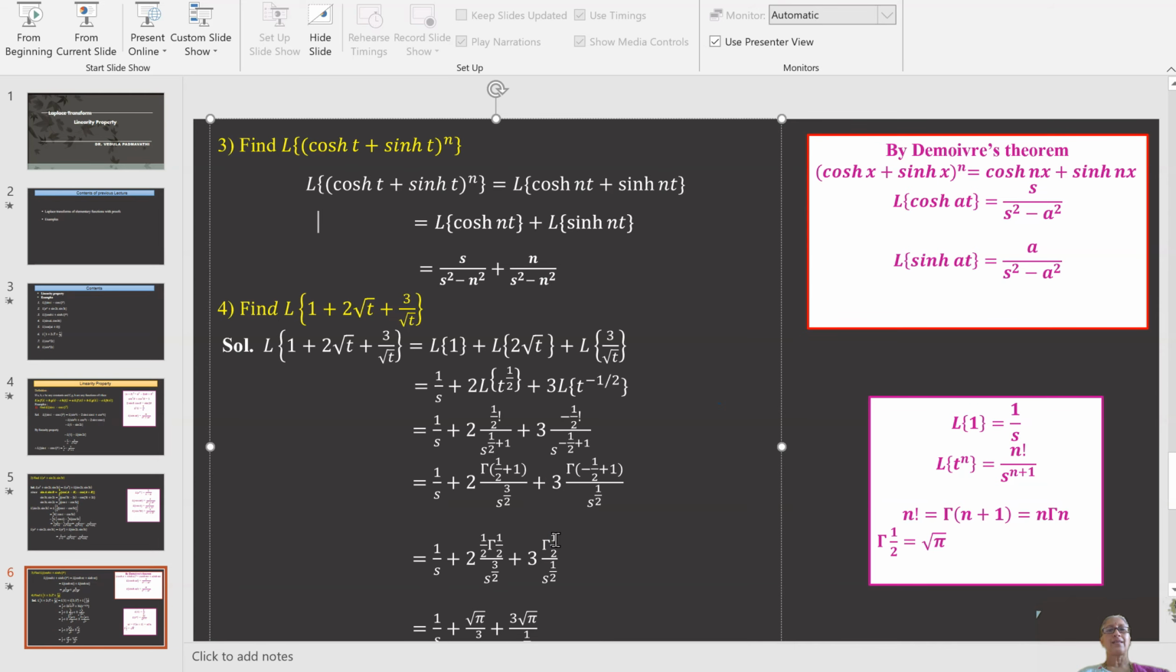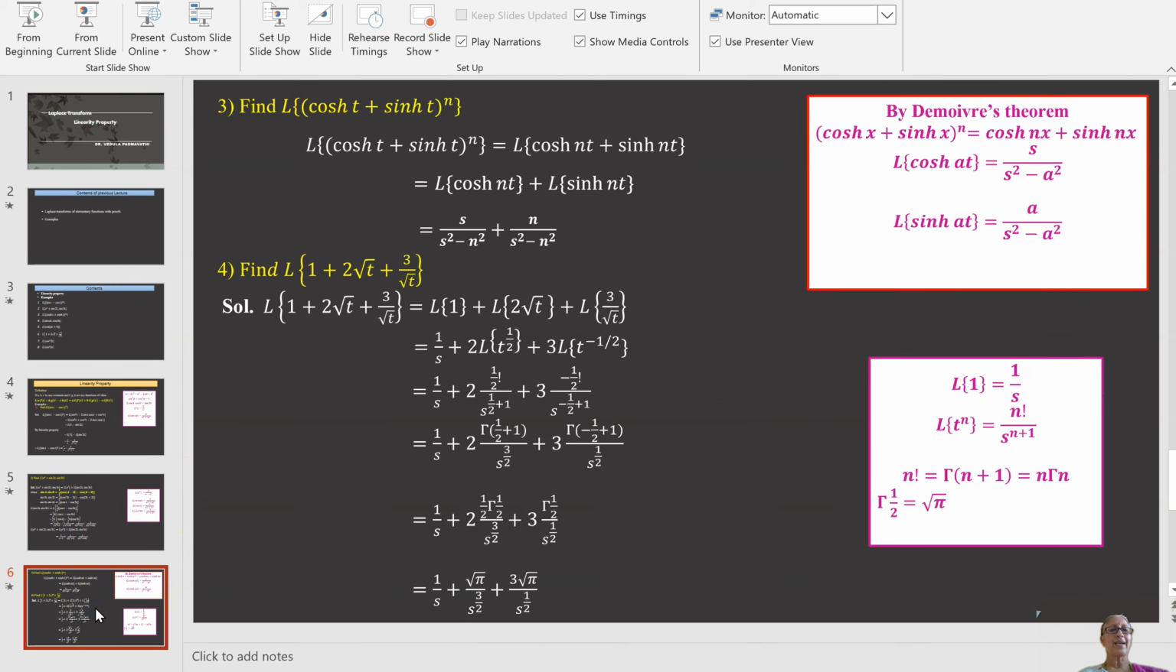Now, in this session, we have discussed linearity property and some examples on linearity property. In next session, we discuss first shifting property and some examples. Thank you.